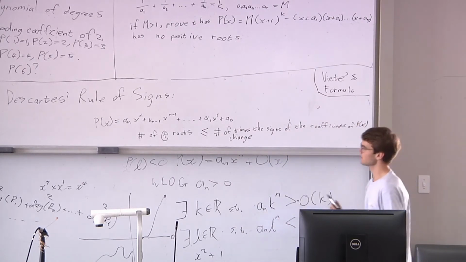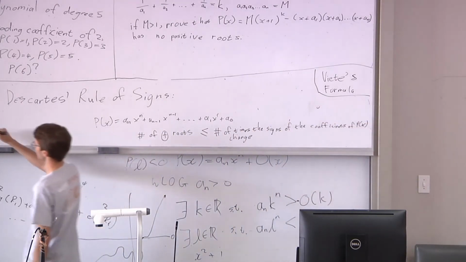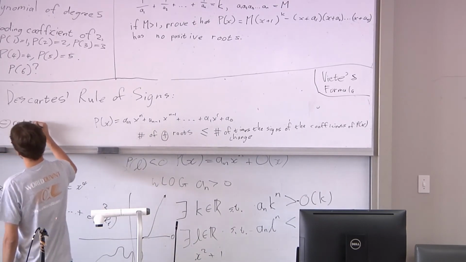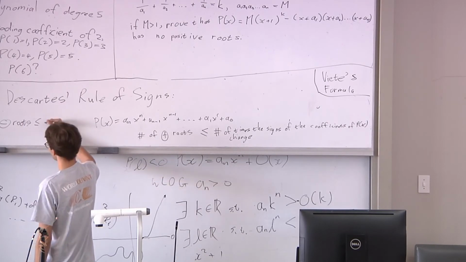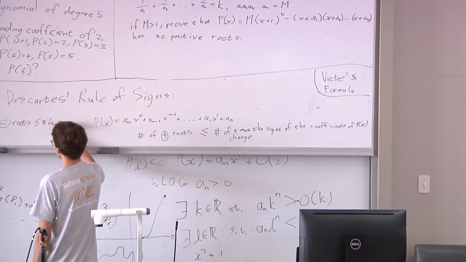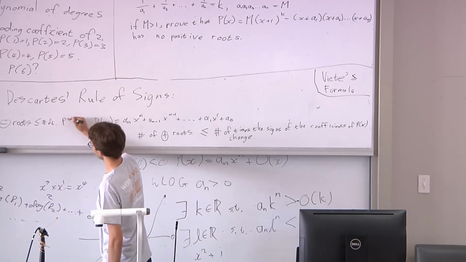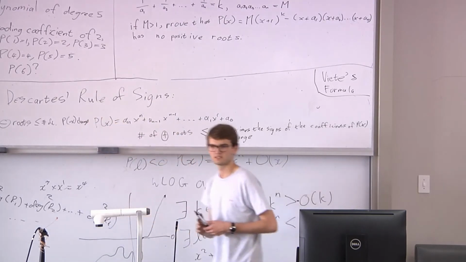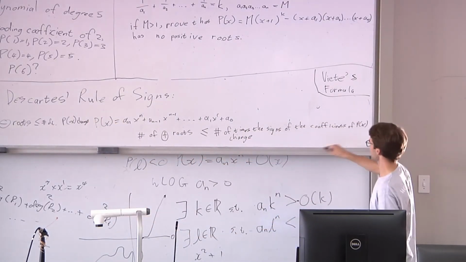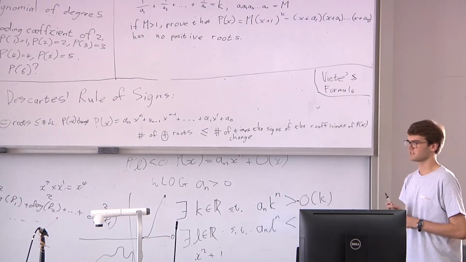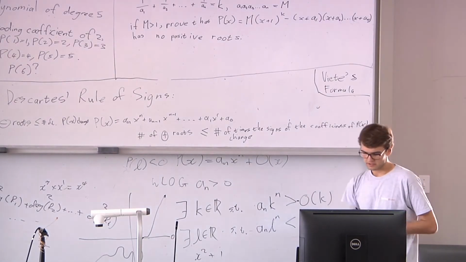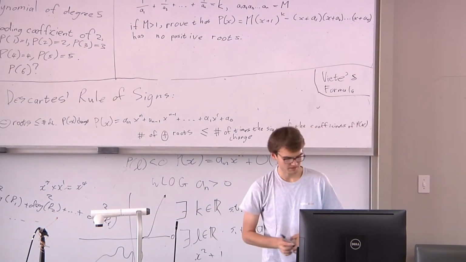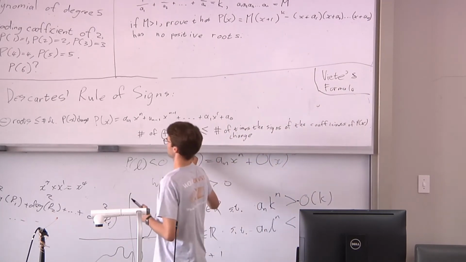And similarly, the number of negative roots is less than or equal to the number of times the signs of the coefficients of p of minus x change. So it's the same thing, just change that plus x to minus x. So we can see this in an example. I know the definition doesn't make much sense, but it's a really cool thing to know.